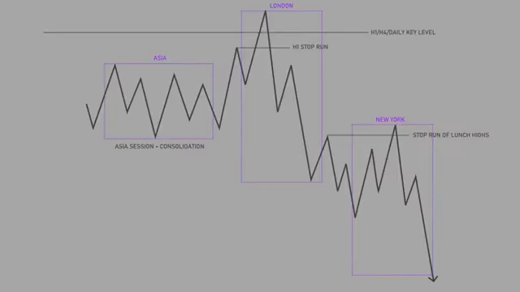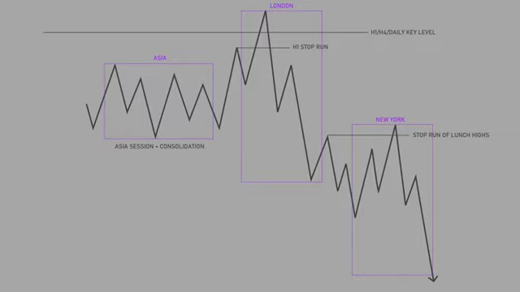So then we have the New York continuation profile, and again we take a look at the previous sessions. This time we can use both sessions, the London session and Asia session. That's why the New York continuation is also my favorite session profile, because it allows you to have even more information, because you can use two sessions to get information from. And you can see here the New York continuation profile is basically a continuation of the London reversal profile, right?